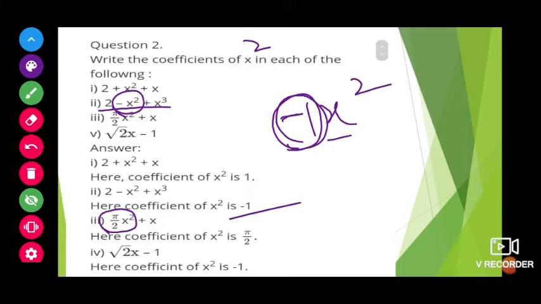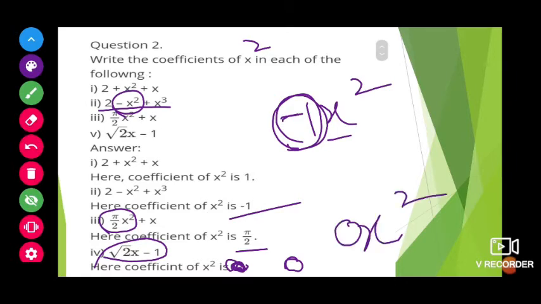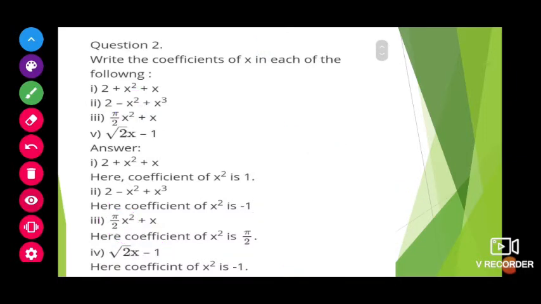Same way here. What is the quotient of x square? It's a pi by 2. Next here, is there any x square term first? No x square term only. So what we will take? 0. It's not a minus 1. It's a 0. Okay. 0 is the quotient of x square. So nothing is there. So why we are taking it as a 0? 0 into anything is 0. So 0 into x square I will write, then quotient will be 0.